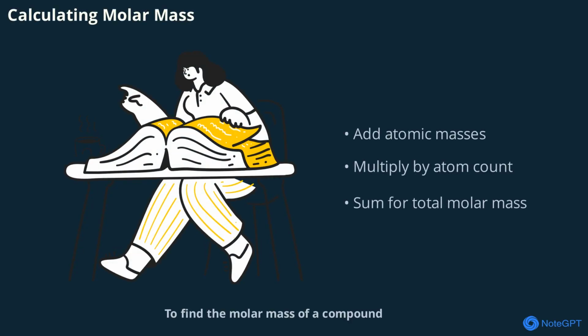To find the molar mass of a compound, add up the atomic masses of all the atoms in its formula. For example, glucose C6H12O6 contains 6 carbons, 12 hydrogens, and 6 oxygens. Multiply the atomic mass of each element by its number of atoms, then sum the results. For glucose, this totals about 180.16 grams per mole. This process works for any compound, simple or complex.